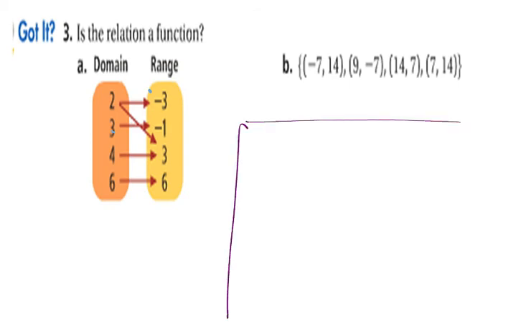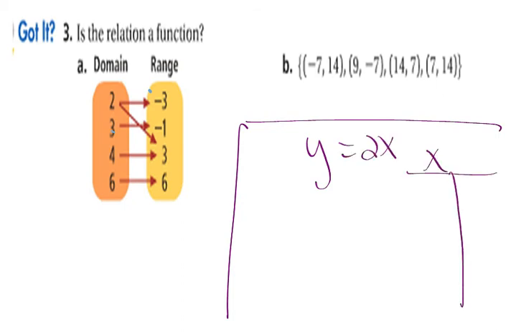I'll use this space right here. Let's say I've got a function y equals 2x, and I'm going to make a t-chart of my x and y values. So when x is equal to 0, I've got 0 times 2, right? And so that means that y is going to equal 0 when x equals 0. When x equals 1, you've got 2 times 1. That means that y is equal to 2. When x equals 2, y is equal to 4.